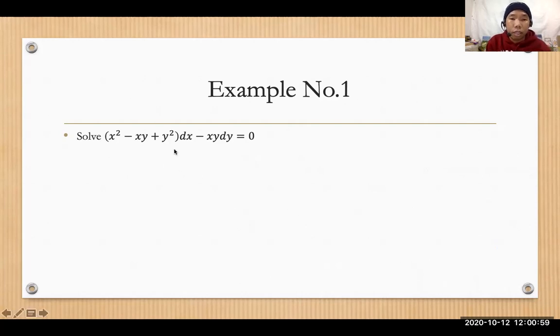Take a look at this equation. Again, the first step is to identify whether this equation is a homogeneous equation or not. So take a look at the coefficients of dx and dy. Is the coefficient of dx a homogeneous function? x squared minus xy plus y squared: degree 2, degree 2, degree 2. A homogeneous polynomial, degree 2. So check, it's a homogeneous function.